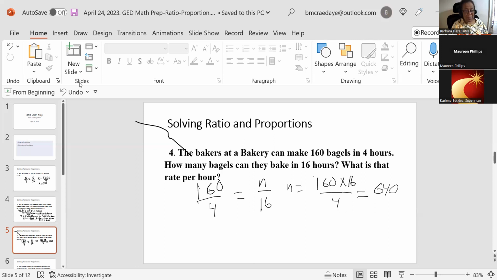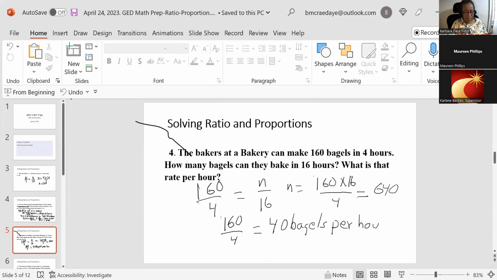That would just be 160 over 4, right? And that would be 40 bagels per hour. That's the rate. 40 bagels, not 4. You divide the 160 by 4.